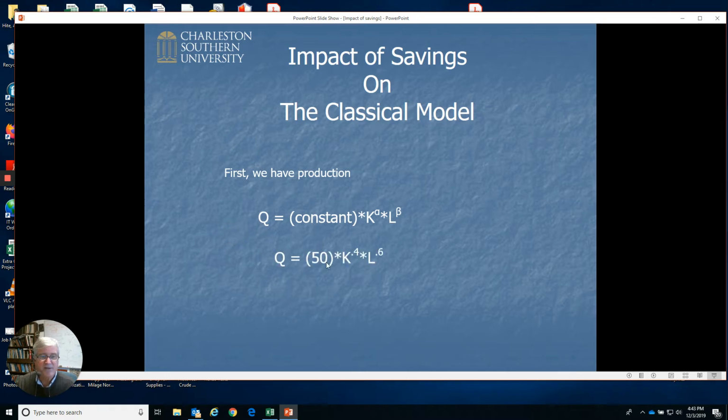Here's a simple one with numbers in there if you wanted to put it in your calculator and figure out what this is. It just says that output is equal to 50 times the number of units of capital we have raised to the 0.4 power times the number of units of labor we have raised to the 0.6 power. Okay, so this is how we model production in the classical model. Pay close attention to this capital variable here.